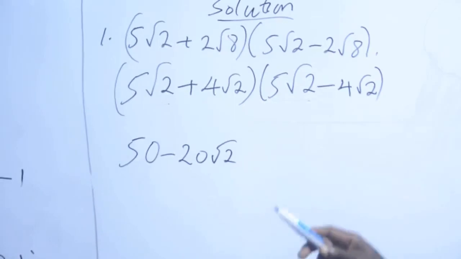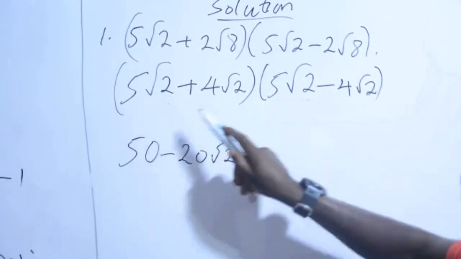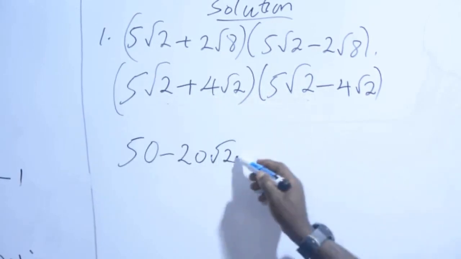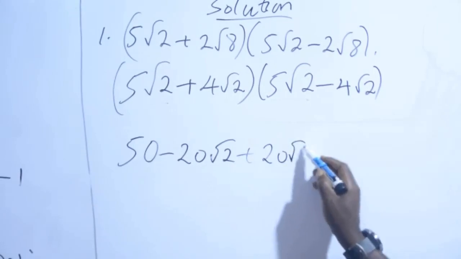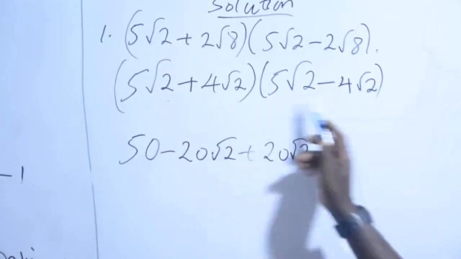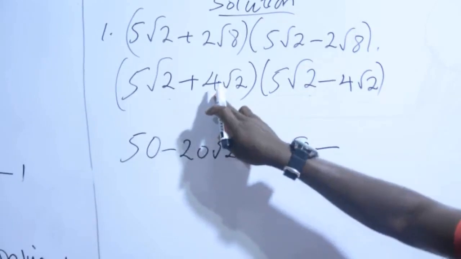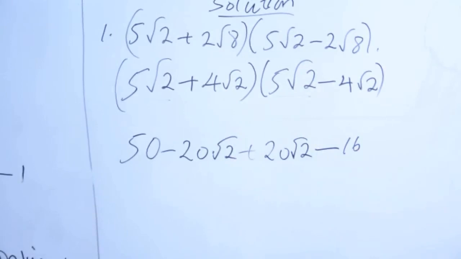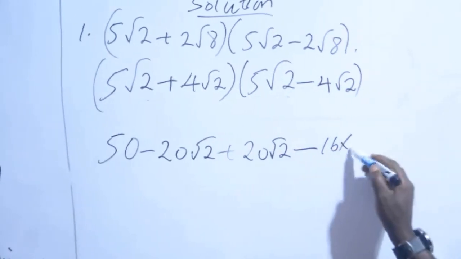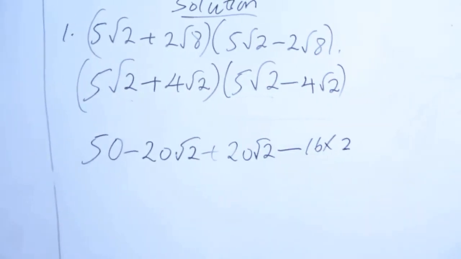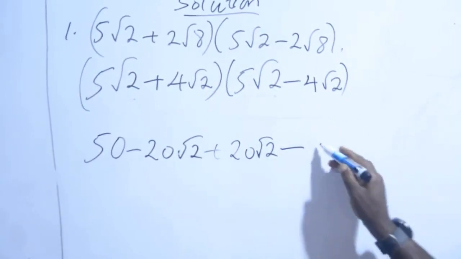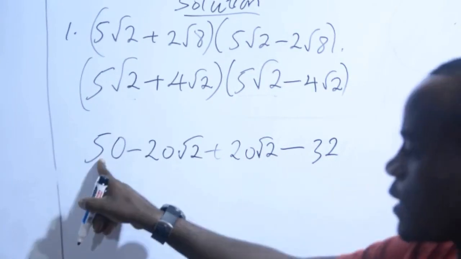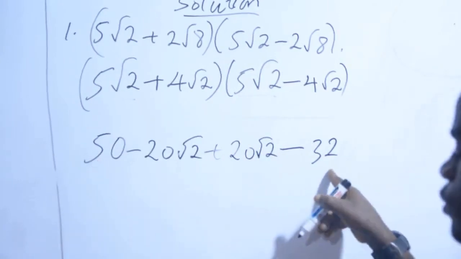Now, we are done with this one, so we now come here. 4 root 2 times 5 root 2 will give us plus 20 root 2. And then 4 root 2 times this, 4 times minus 4 will give us minus 16. Then root 2 times root 2 of course is 2, so we have times 2, and this times is 32. So we have here to be what? 32. And now see we are left with 50 minus 32.